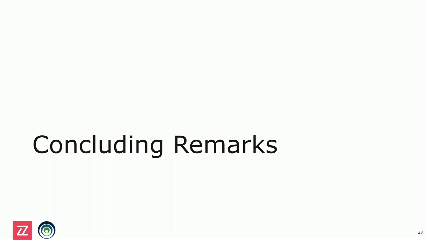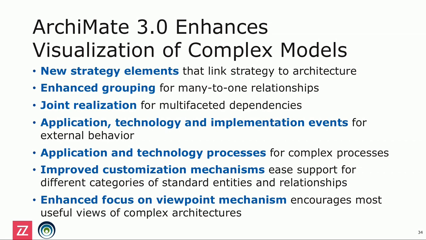And so now, moving on to the concluding remarks, one of the things as an almost daily user of ArchiMate, the advantages I see from ArchiMate 3, besides having worked on the standards, I've been using it for about a month, is that it enhances the visualization of complex models. With the new strategy elements, as you can see, link strategy to architecture, the enhanced groupings, which allow you to have many-to-one relationships. In my previous diagrams, I showed relationships between groupings. My diagrams would have been a spaghetti mess if I had to show those relationships between all of the elements of the grouping. But the relationships within the grouping are projected onto the individual relationships within the group.